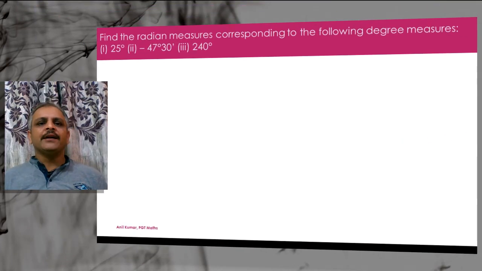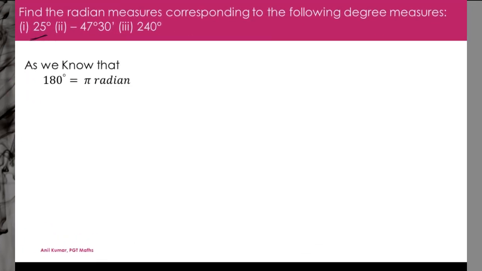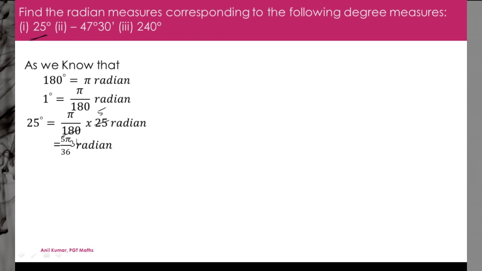So now find the radian measure corresponding to the following degree measure. First we will find out the radian measure for 25 degree. As you know that 180 degree is equal to pi radian, so 1 degree will become pi by 180 radian. And 25 degree will become pi by 180 into 25. So 5 5 is 25 and 5 36 is 180, so my answer will be 5 pi by 36 radian.